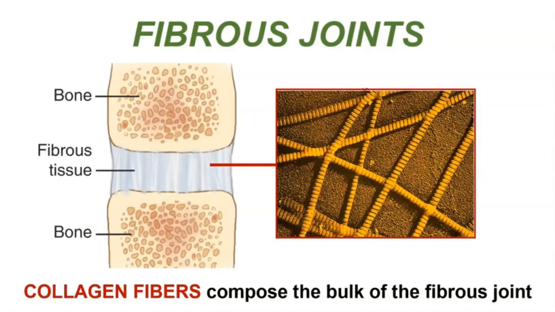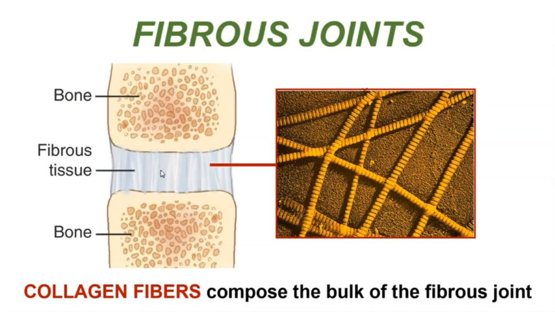So as promised in the previous module, we'll now closely examine the structural classifications of joints, and we'll begin with the fibrous joints. At fibrous joints, adjacent bones are directly connected to each other by a fibrous connective tissue. Notice in this joint type that there is no joint cavity. The fibers that make up the fibrous joints are composed of collagen.